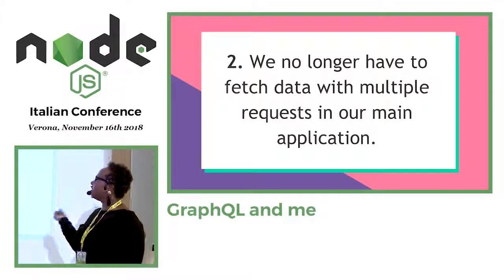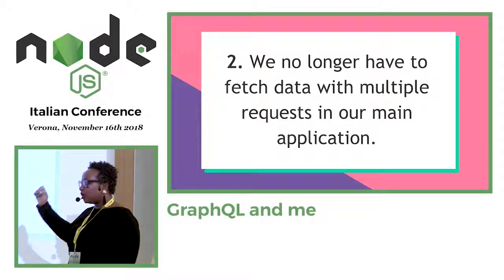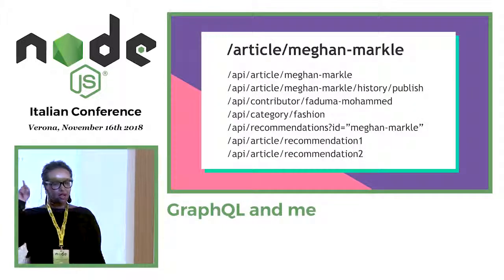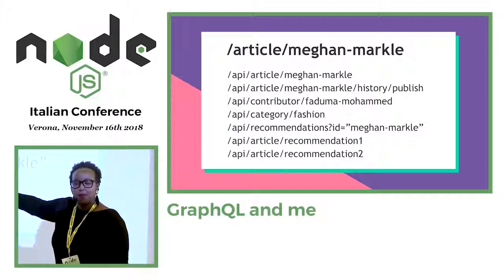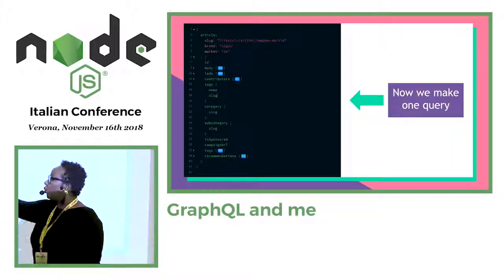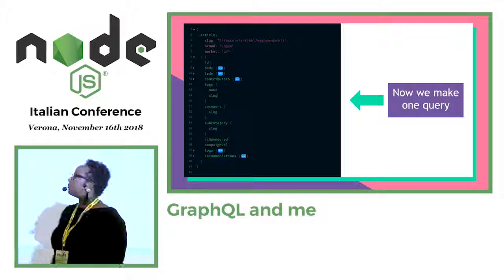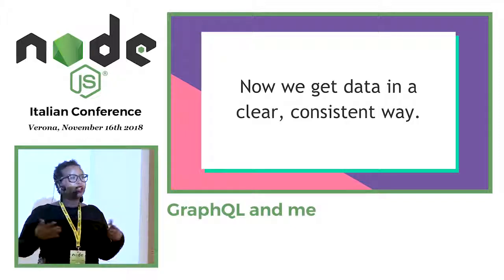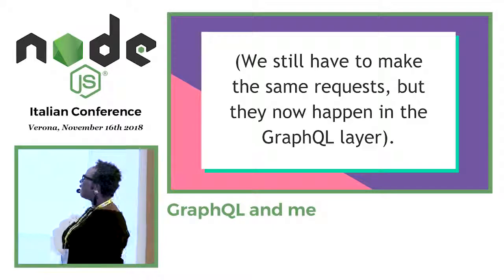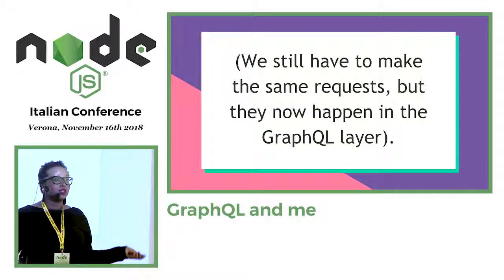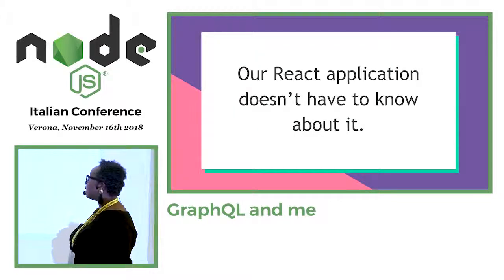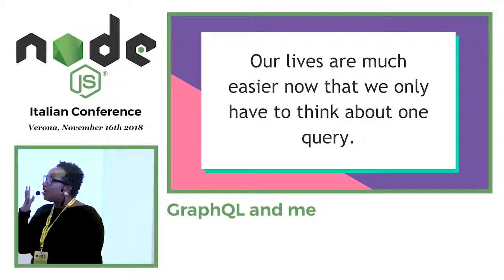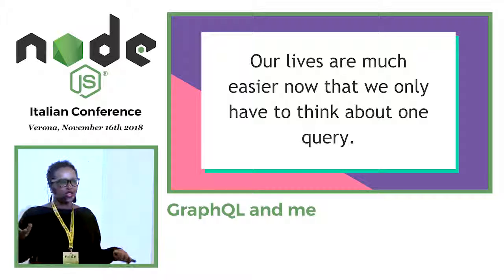We no longer have to fetch data with multiple requests in our main application. This is one of the benefits that we found with GraphQL. If you remember that Meghan Markle article and the cascading requests that we had to make, now we just have to make one query and we get everything that we need. And we request our data in a clear, consistent way. We still have to make the same request, but now it exists in our GraphQL layer. And our React application doesn't really know about all this complication. Our lives are a little bit easier now that we have to think about just one query.